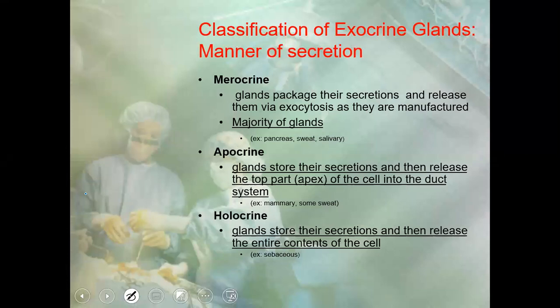Apocrine, the top part of the cell, is derived. The cell is not fully sacrificed, just the top part of the cell is released. That's how I remember these three. And honestly, if you can remember merocrine and holocrine, then by reason of elimination, you know what the apocrine is.